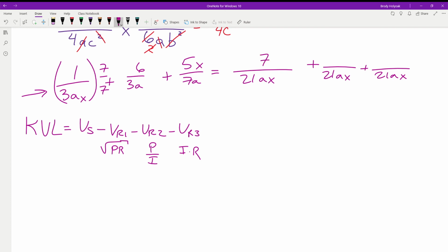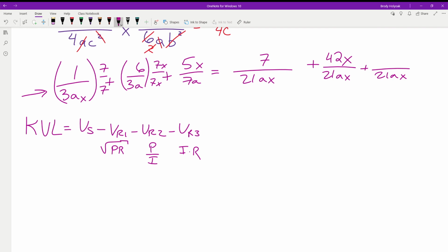Okay, this next term. What do we need to multiply the denominator by to get to the 21ax? 7x. So we multiply both the top and the bottom by 7x, because 7x over 7x is 1. And if we're multiplying our equation by 1, we're not changing it in any way, shape, or form. Just how it looks. So we end up with 42x over 21ax.